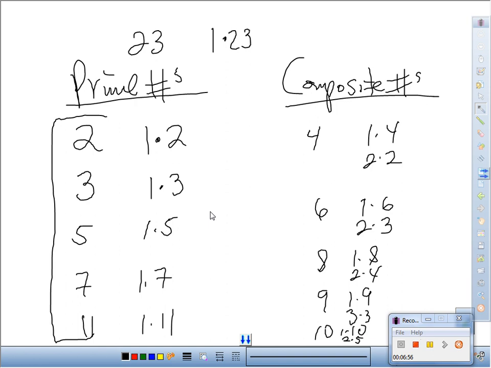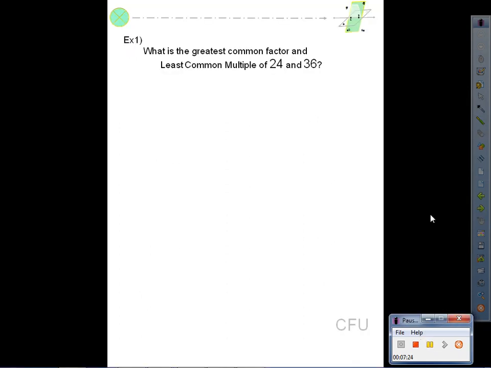So like that, I can show you the process that I want to see today. We're going to find the prime factorization, and then we're going to use the Venn diagram to find our GCF and our LCM. Okay? All right, so let me go to example number 1. Copy this. Example number 1 says, what is the greatest common factor and least common multiple of 24 and 36? Copy that, please. Copy it, and I'll go over the process.